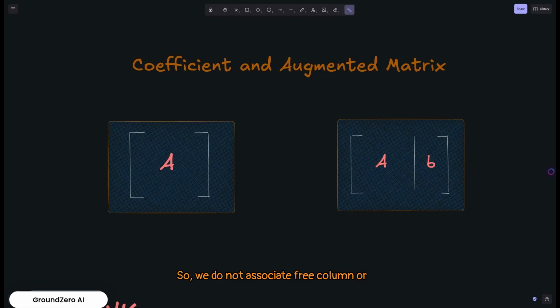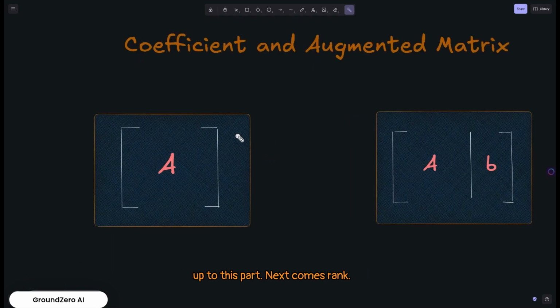So we don't associate a free column or pivot column to this column, right? So this is what we call the augmented matrix, and this is our coefficient matrix. It is clear up to this part.